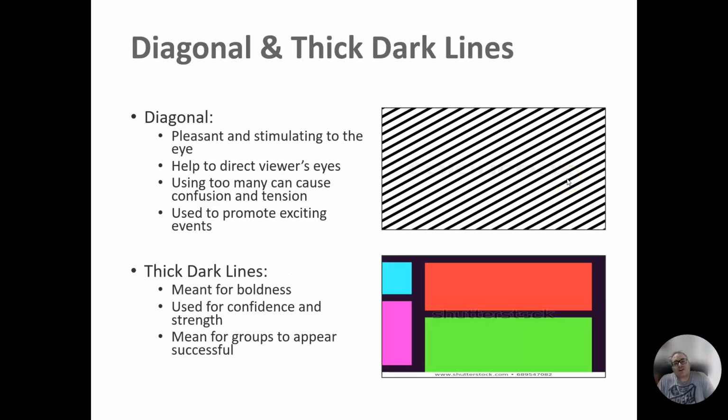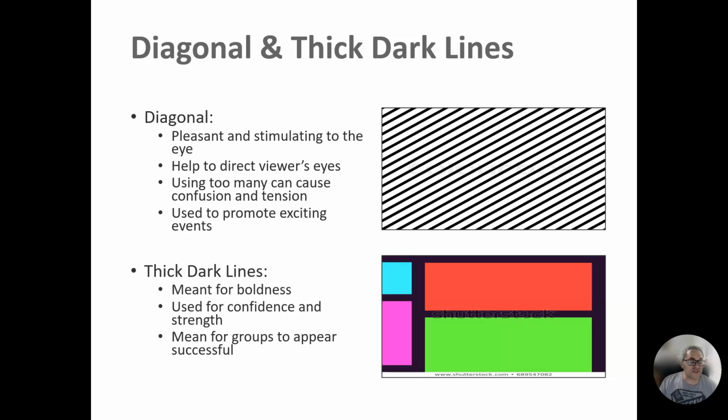Now, diagonal and thick dark lines are a little bit different. They're pleasant and stimulating to the eye. They help direct the viewer's eyes to specific areas. You tend to see these when they're promoting exciting events. However, when you use too many, much like in this image right here, they can cause confusion and tension on the eye, and it gets hard to focus when you look at something like that because it's hard for the eye to center itself with those lines so close together. Not only that, we have diagonal lines, but we also have thick dark lines as well.